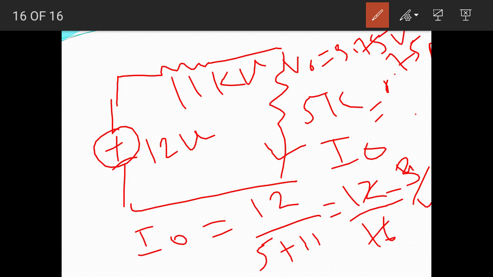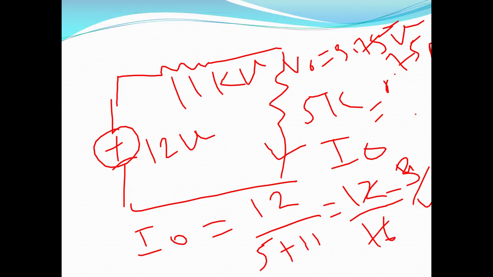Thank you for today's class, dear student. This is the procedure of finding VTH, RTH, V0 and I0 using Thevenin theorem.